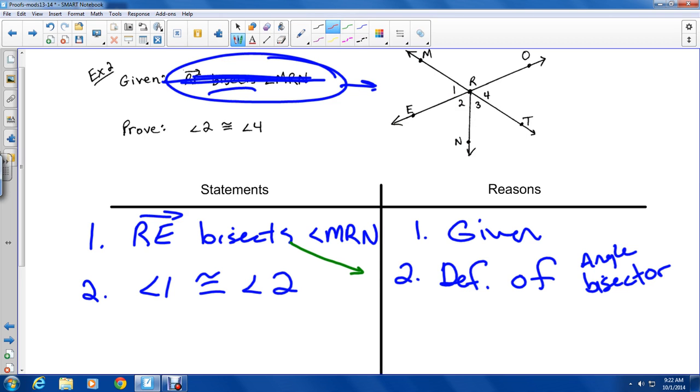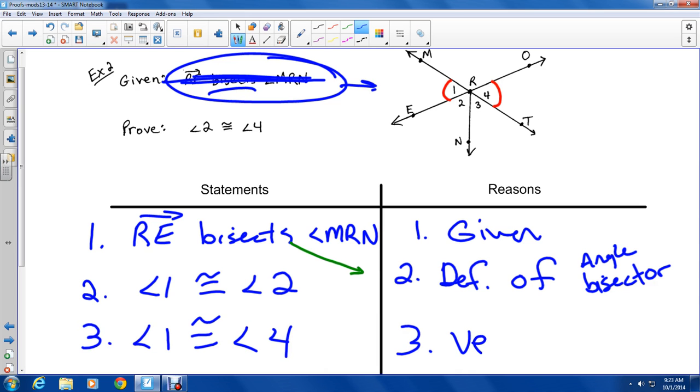And we showed you that we're trying to find vertical angles. And hopefully you figured out that 1 and 4 are indeed vertical angles. So our next step would be to say that angle 1 is congruent to angle 4 because vertical angles are congruent. I keep saying vertical angles. Well, there it is. There's our reason. Vertical angle theorem. All right. There we go.